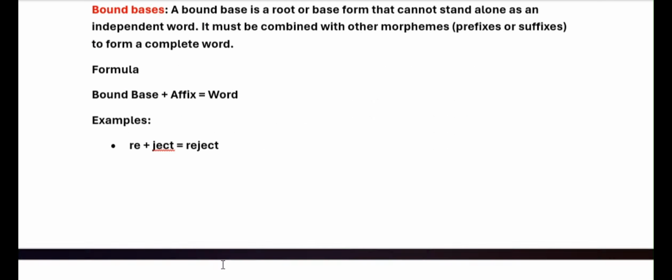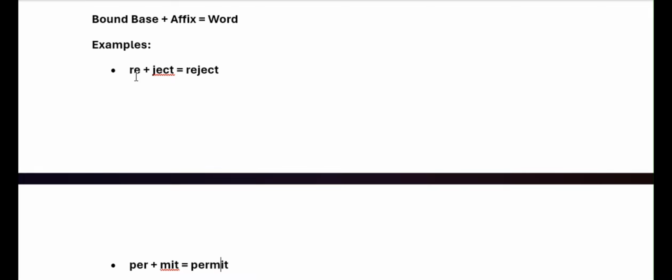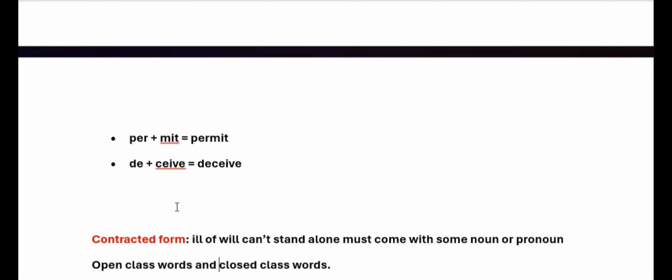For example, reject. Now re is also a bound morpheme. It is a prefix plus ject. Now here ject is the bound base. Ject cannot stand alone and should be attached to re to give the meaning reject. Similarly, permit and deceive are also examples of this.